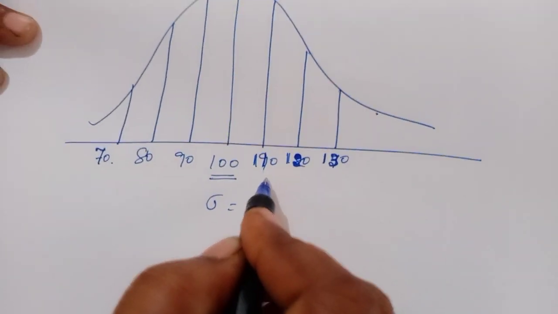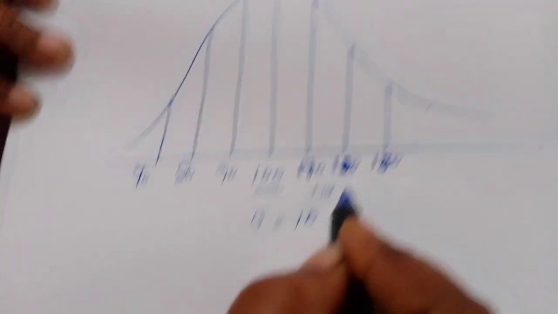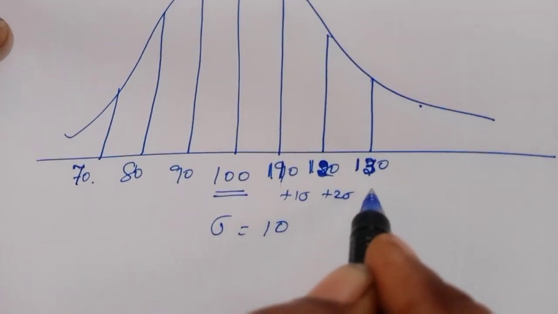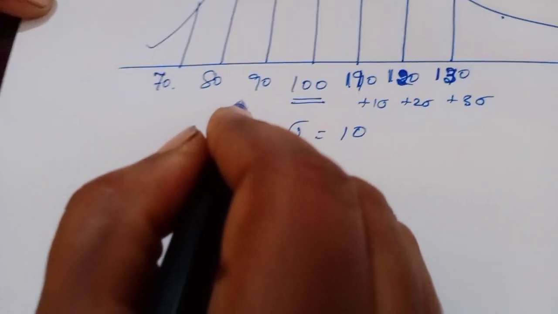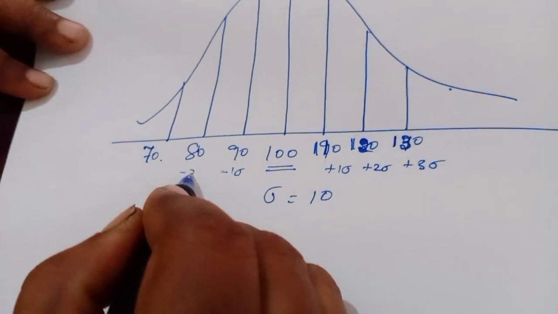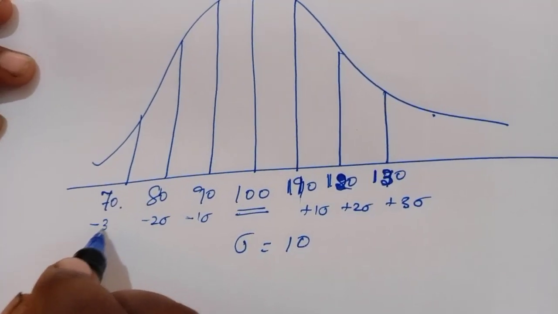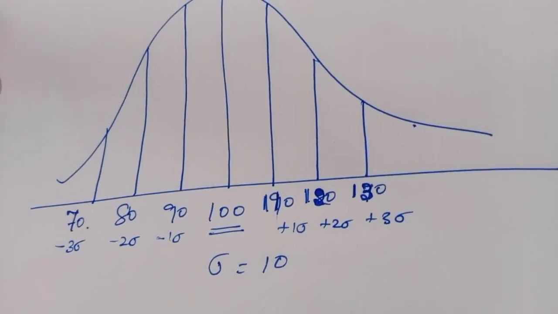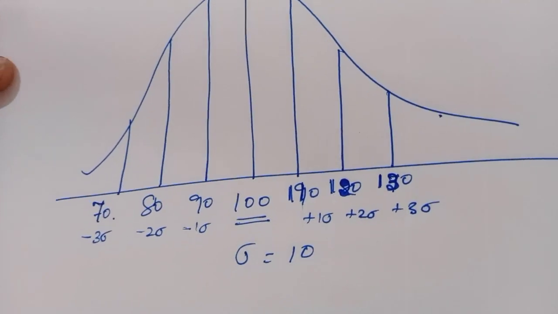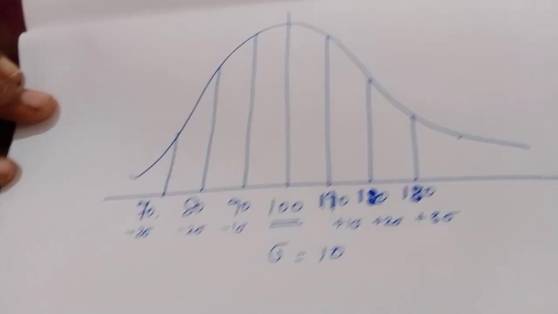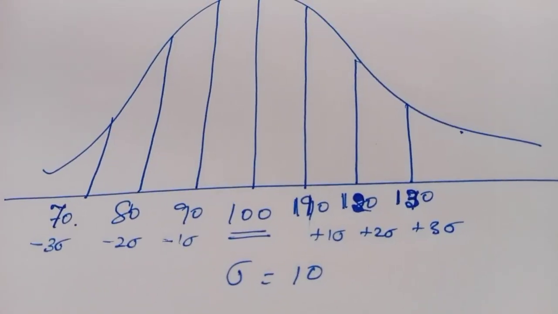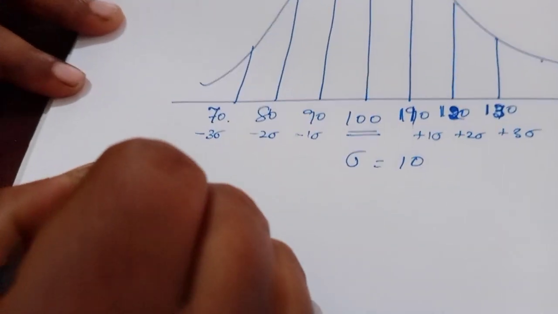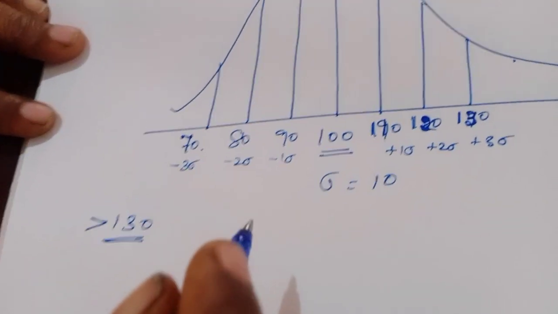See, 110 is plus 1 standard deviation, 120 is plus 2 standard deviations, 130 is plus 3 standard deviations. Similarly, on the negative side, 90 is minus 1 standard deviation, 80 is minus 2 standard deviations, 70 is minus 3 standard deviations. So, for our understanding, we'll discuss what is the chance of getting a person's IQ above 130.